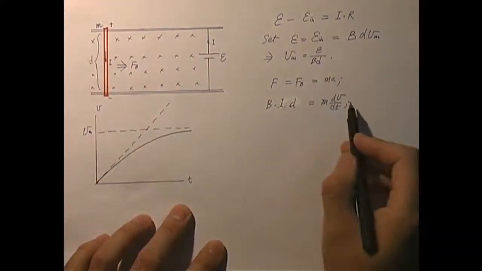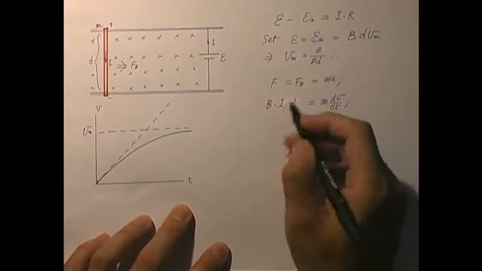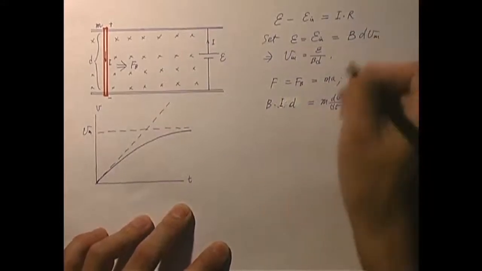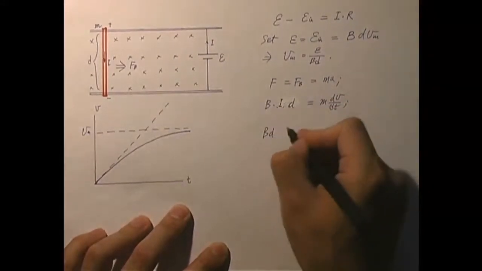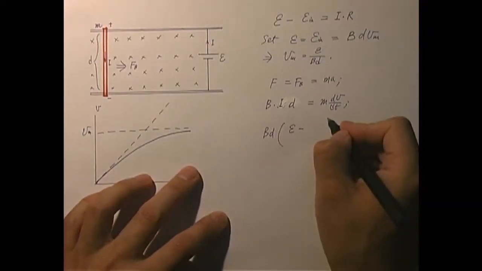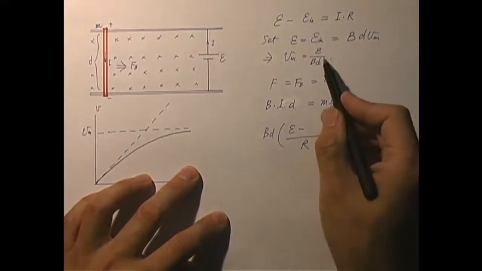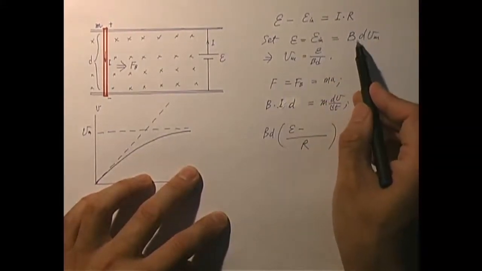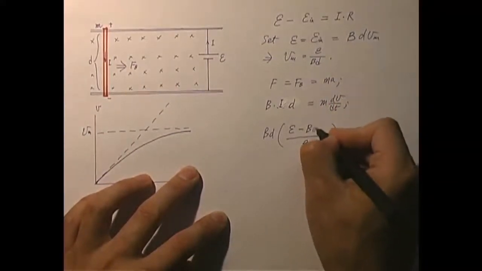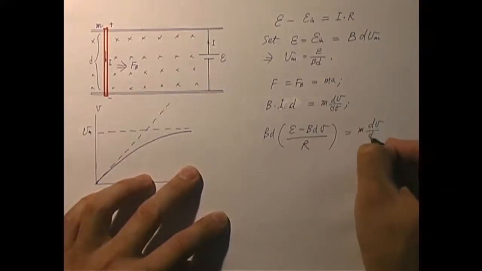And then in order to solve this problem, I have to know what the current is, which I get from the top formula here. So I is equal to epsilon minus epsilon induced divided by R, so I'll plug that in. B times D times I, which is epsilon minus epsilon induced over R. And that epsilon induced is BdV, in general. And the other side is mass times acceleration, m dv/dt.